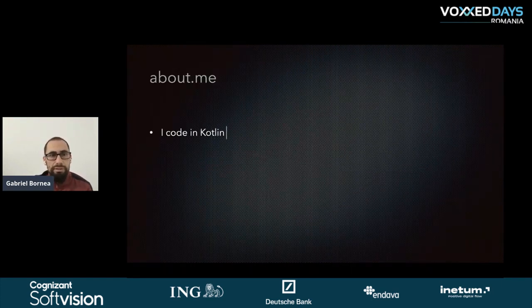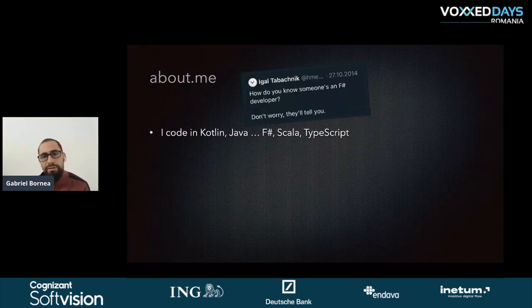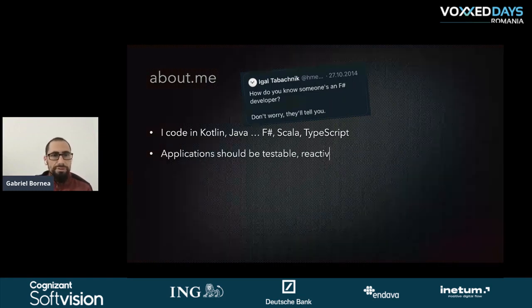I usually code in Kotlin and in Java because most of the applications that I work on run on the JVM. But I also enjoy coding in other programming languages that are more oriented to the typed functional programming style, and these are F Sharp and Scala. I also truly believe that applications should be testable, reactive, and functional because a deterministic application removes a lot of headache at runtime.